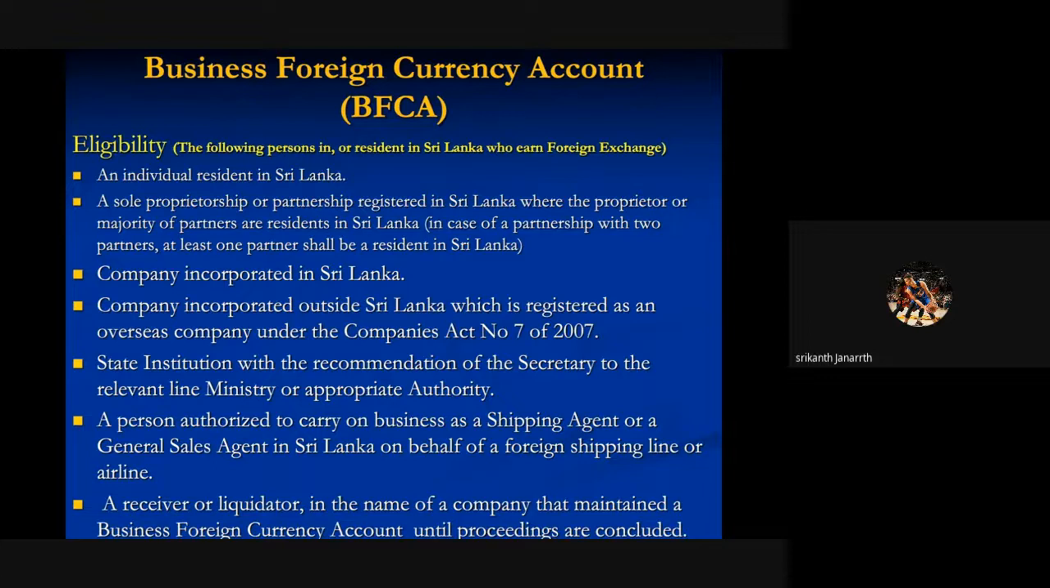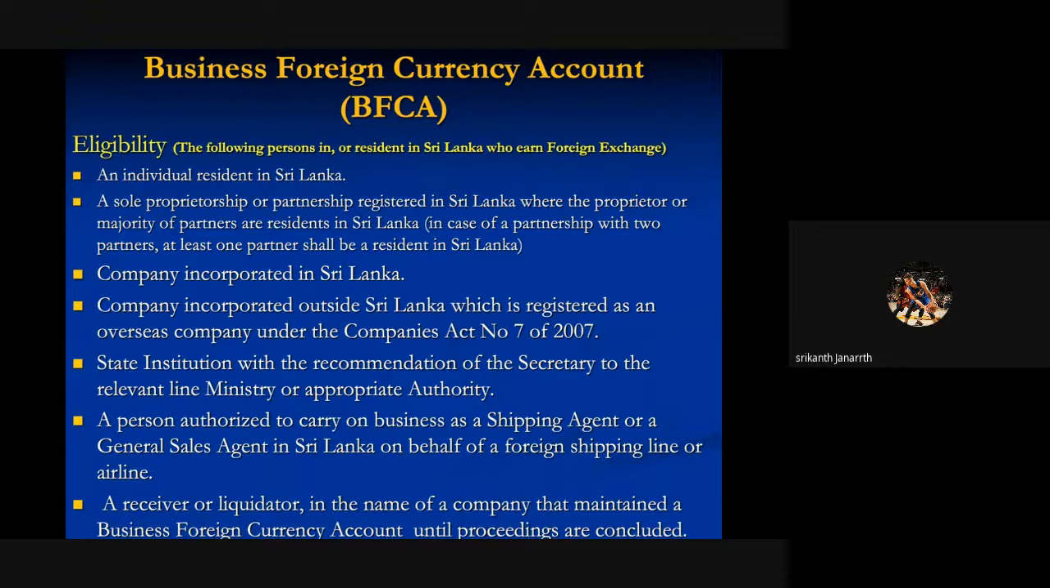If you take IOC, Indian Oil Company is a registered company in India, but they have a registered office here, registered as an overseas company, Lanka IOC. This goes as an overseas company under the Company Act of our country. So here you can see the business foreign currency account is meant for any businesses within Sri Lanka. The registered office here should have the earning capacity, or individuals, businesses within Sri Lanka, right?